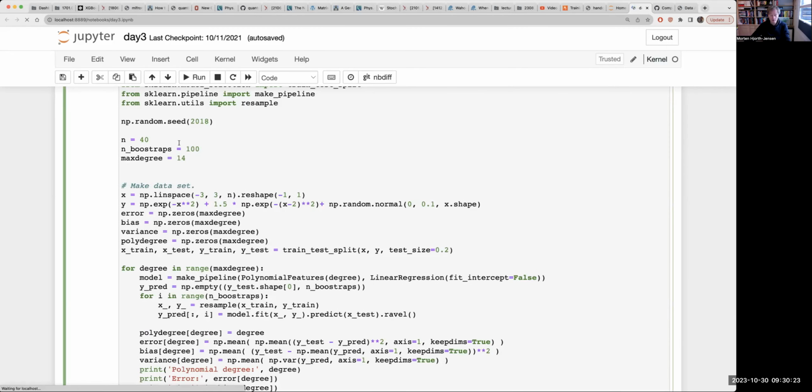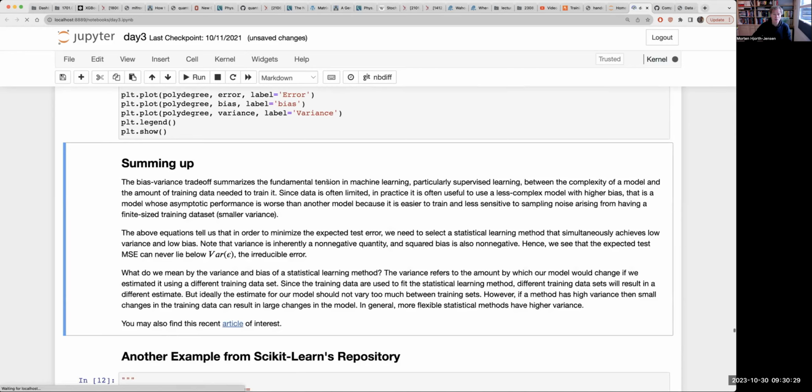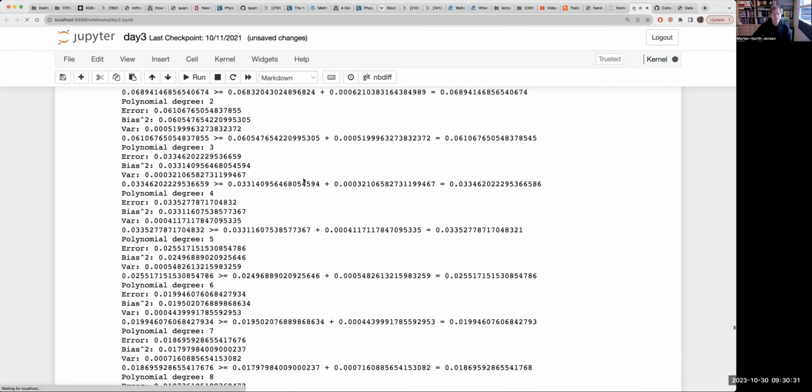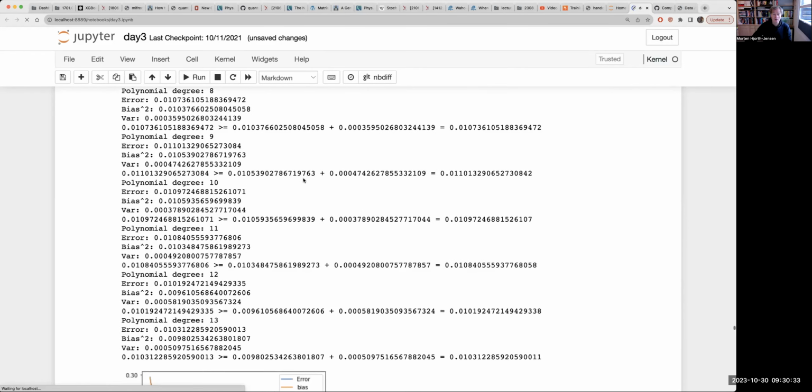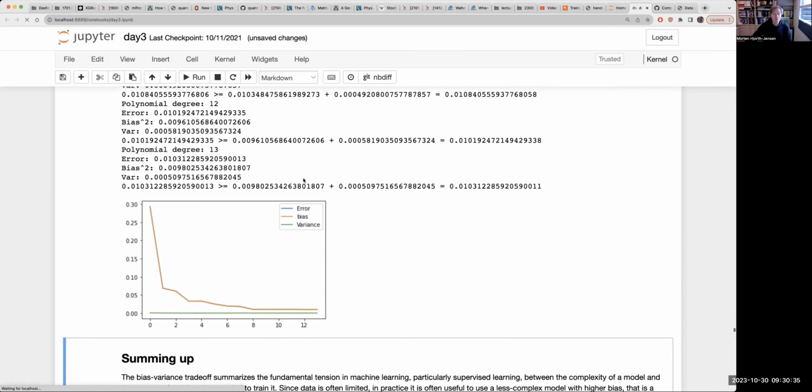So if we now have 400 data points and we rerun these calculations, what you will see then is a totally different picture. Everything we do now will depend on the amount of data we have. In this particular case, you see an error which is given by the sum of the bias and the variance, obviously. And this seems to be flattening out for this polynomial degree.